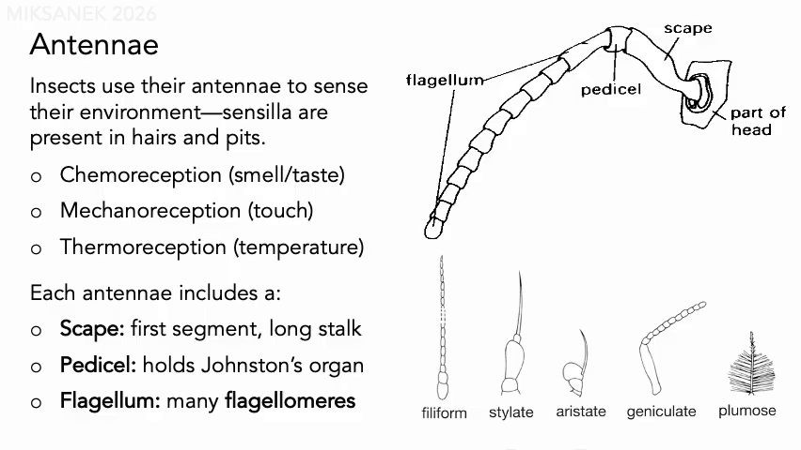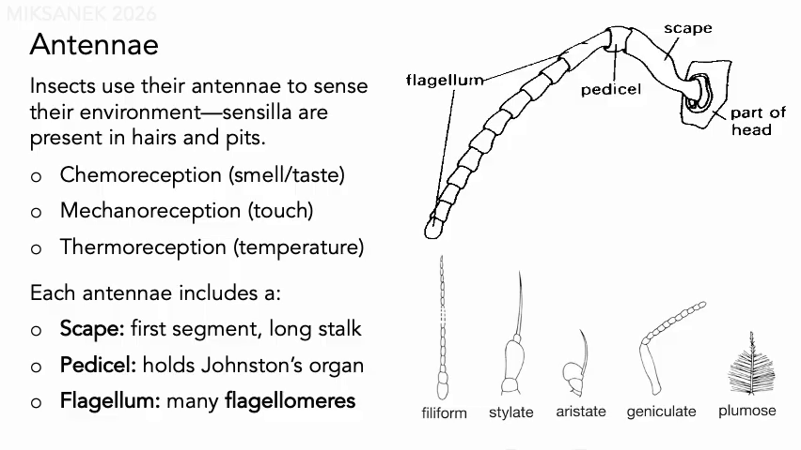Stylate antennae. Stylate antennae is something that we would see in, for example, horseflies and deerflies. Aristate antennae are common in houseflies and blowflies and other related groups. Those aristate antennae have an arista, which is a very small bristle. The stylate antennae aren't quite bristle-like.